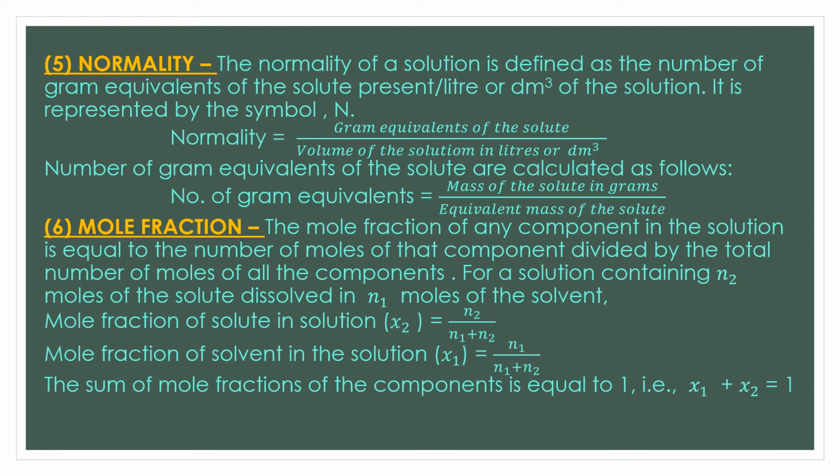And we know how to find the number of gram equivalents. That will be calculated as the mass of the solute in grams, meaning the given mass, divided by the equivalent mass of the solute. In our previous module, we discussed how to calculate the equivalent mass of different acids, bases, salts, ions, etc. After finding the number of gram equivalents, we are able to find normality.